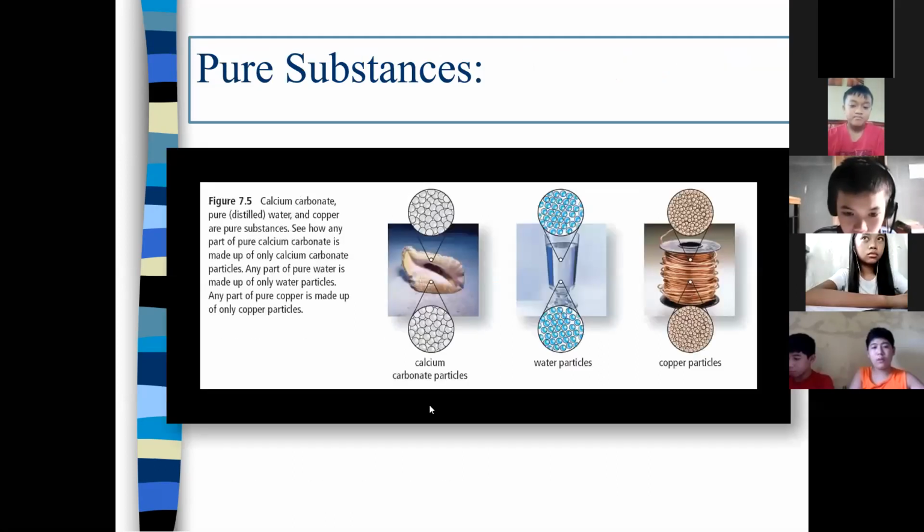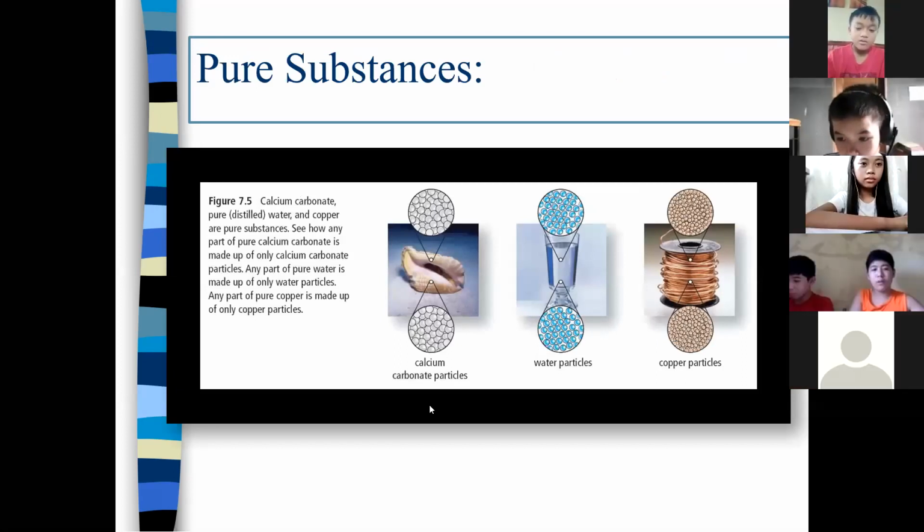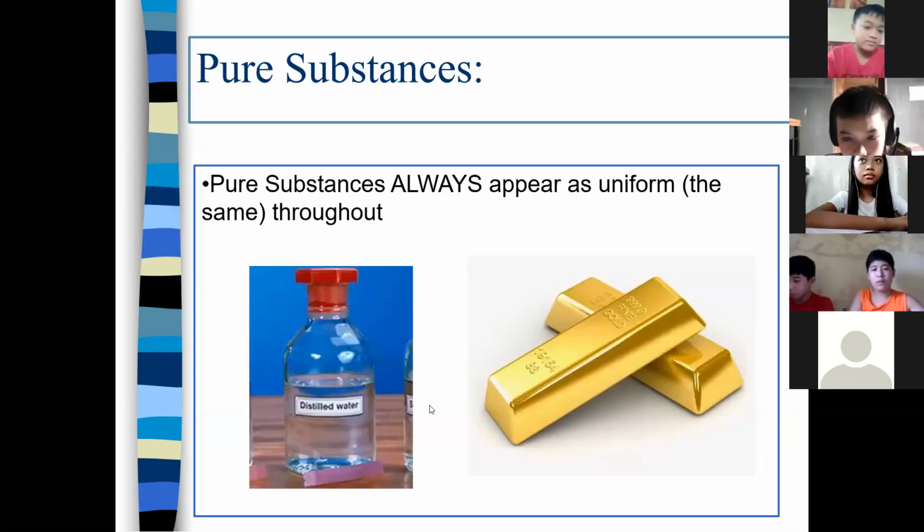We have here examples of pure substances: distilled water, copper, copper wire. This is calcium carbonate found from seashells. These are pure substances, class. Other examples of a pure substance are distilled water and pure gold. You know?